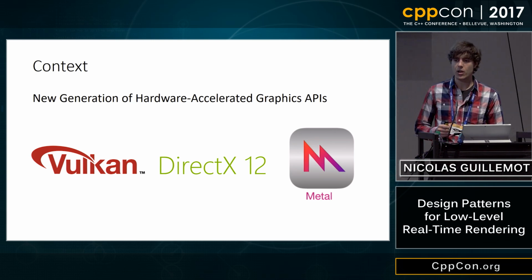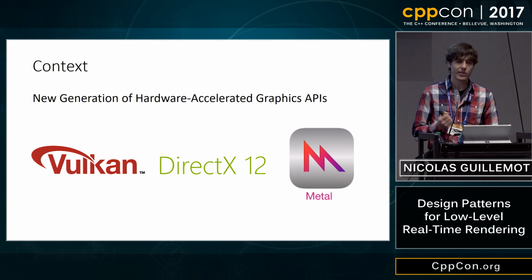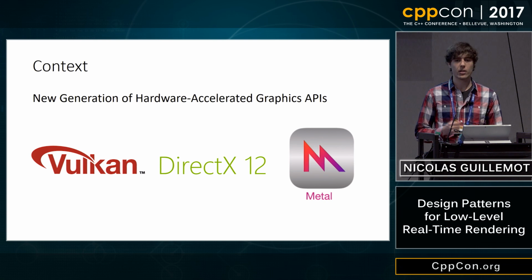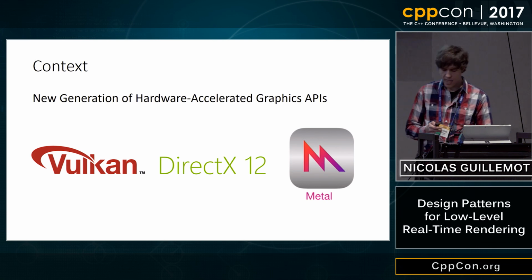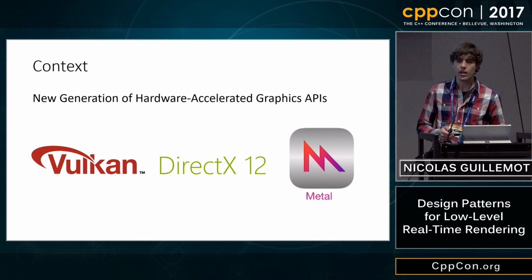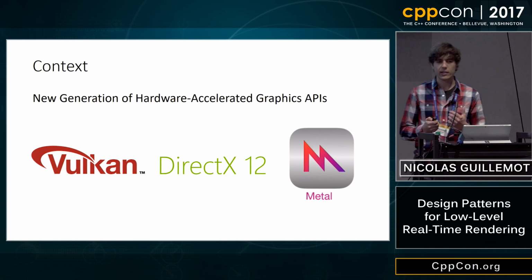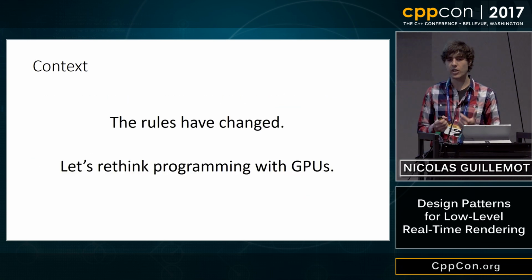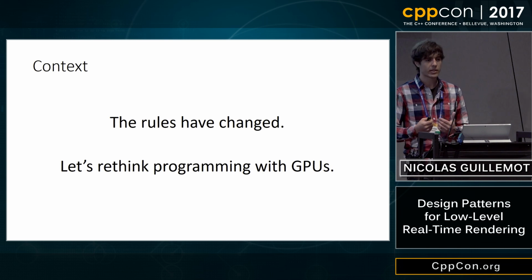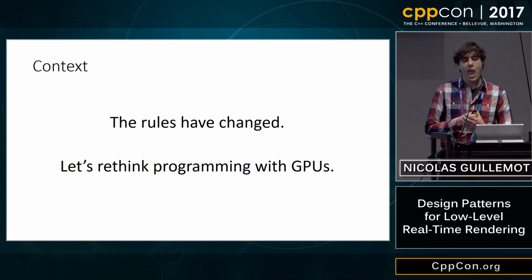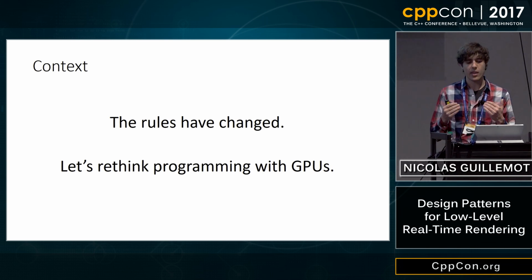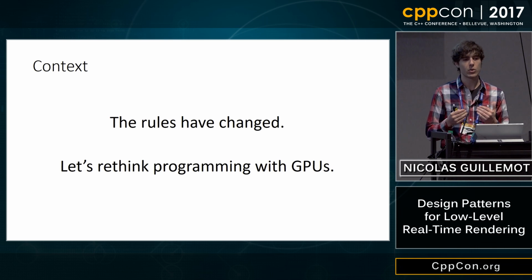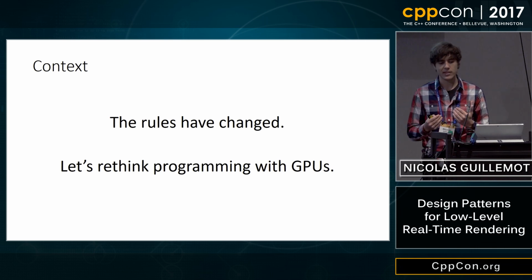The reason why I made this talk, or one big reason, is the introduction in recent years of brand new graphics programming APIs like Vulkan and DirectX 12 and Metal. These APIs give you control that wasn't possible before. So what I think we need to do at this point is realize that the rules have changed about what we can do with graphics programming. I want to take a step back and rethink how we can program with GPUs using the new primitives that we have access to.